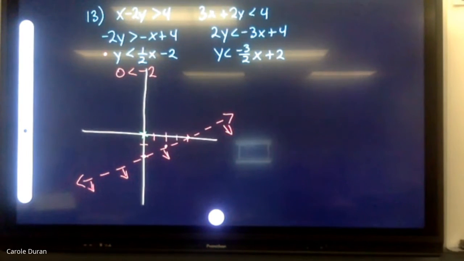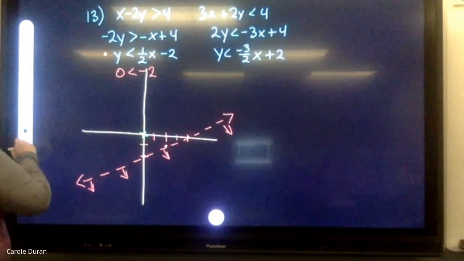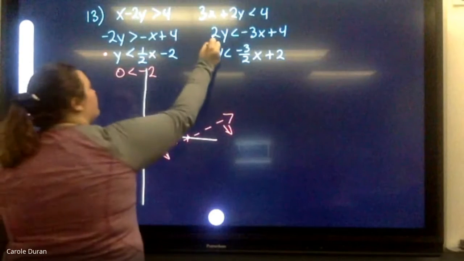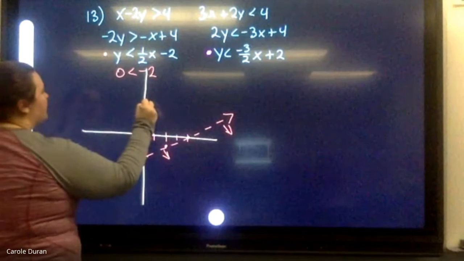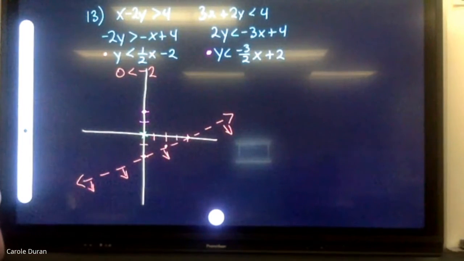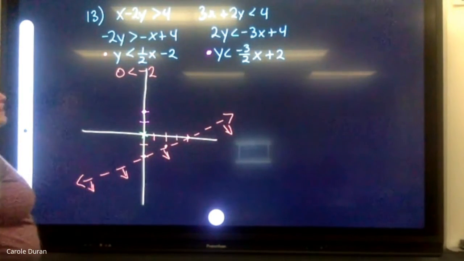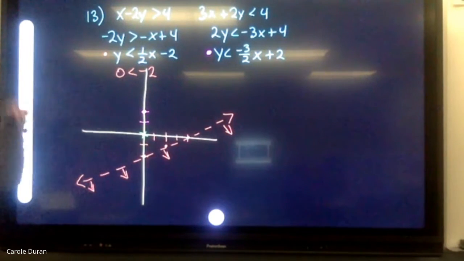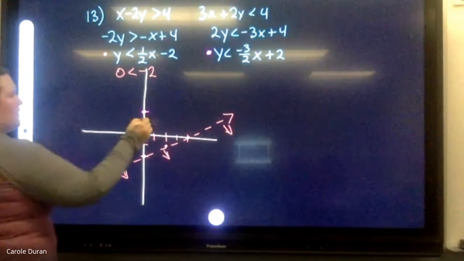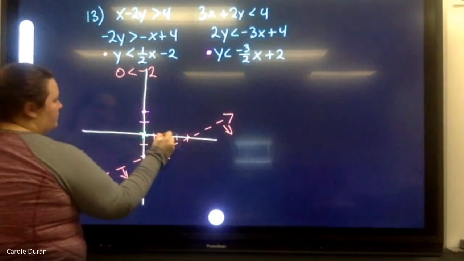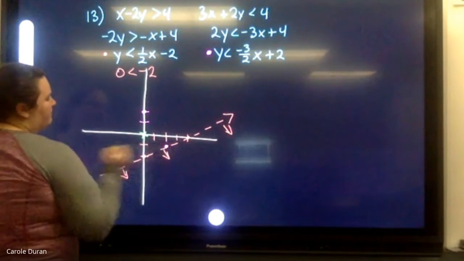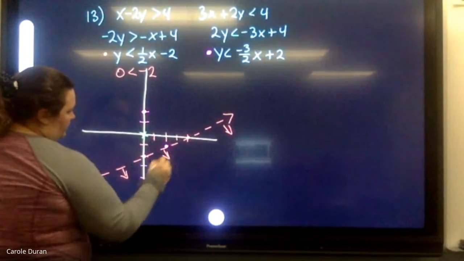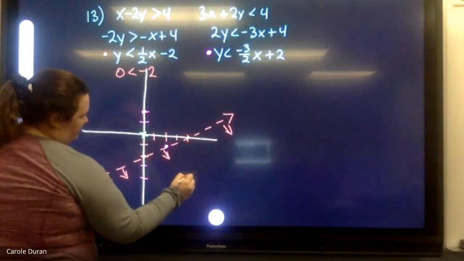I'm going to plot my second line. This is the pink line. It has a y-intercept of positive 2, so I go to positive 2 on the y-axis. It has a slope of negative 3 over 2. Rise over run tells me I'm going to go down 3 to the right 2, and I put a dot. I go down 3 to the right 2 again, and I put a dot.